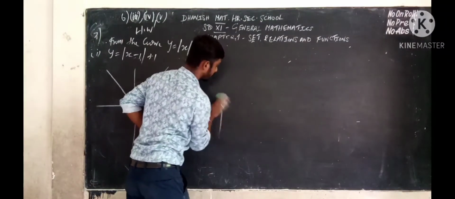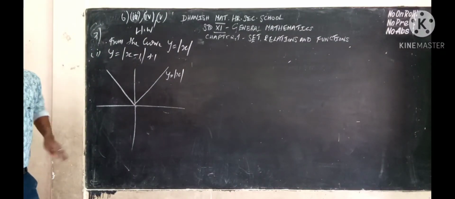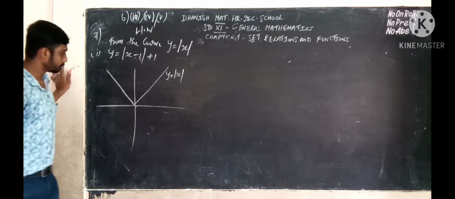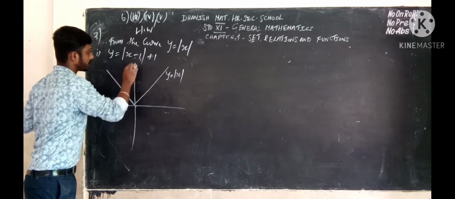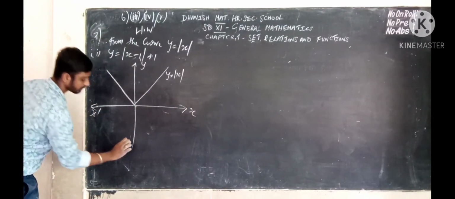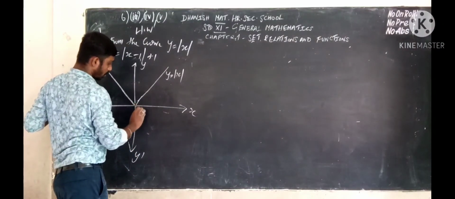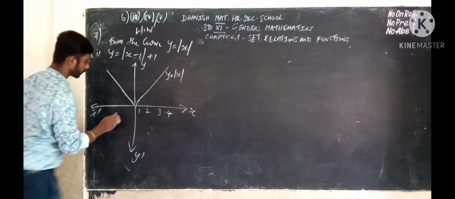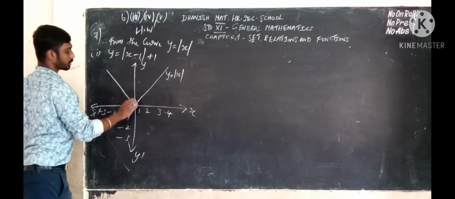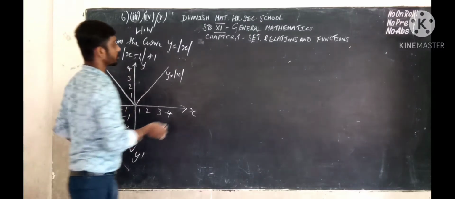What is the question given for the first one? Here y is equal to modulus of x minus 1 plus 1. So let's solve the question here. Let's write this one as y, this one as x, x dash, then y dash. 1, 2, 3, 4, minus 1, minus 2, minus 3. So here minus 1, minus 2, minus 3. Here this will go 1, 2, 3. So let's solve this one.